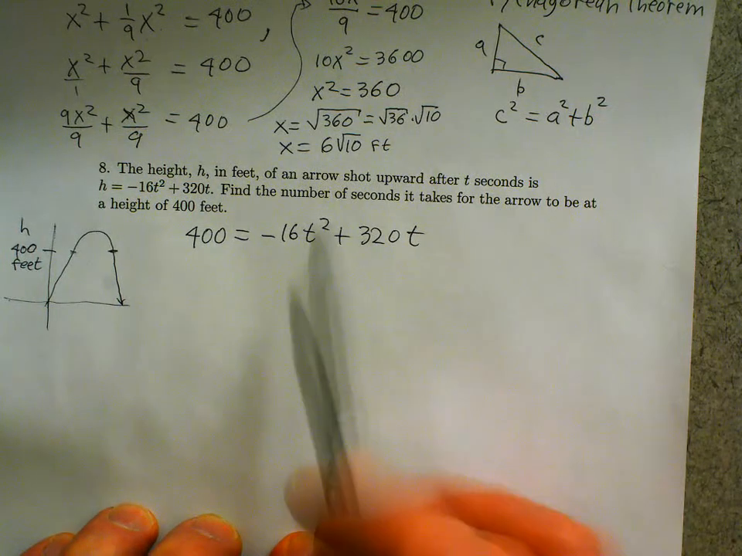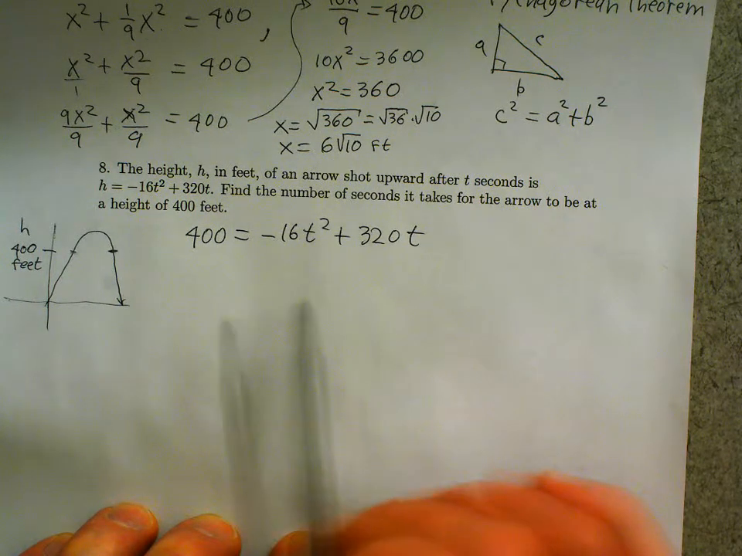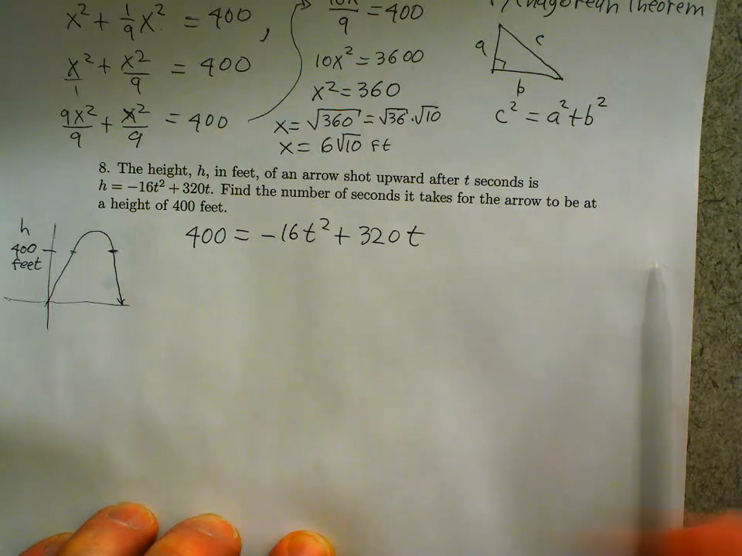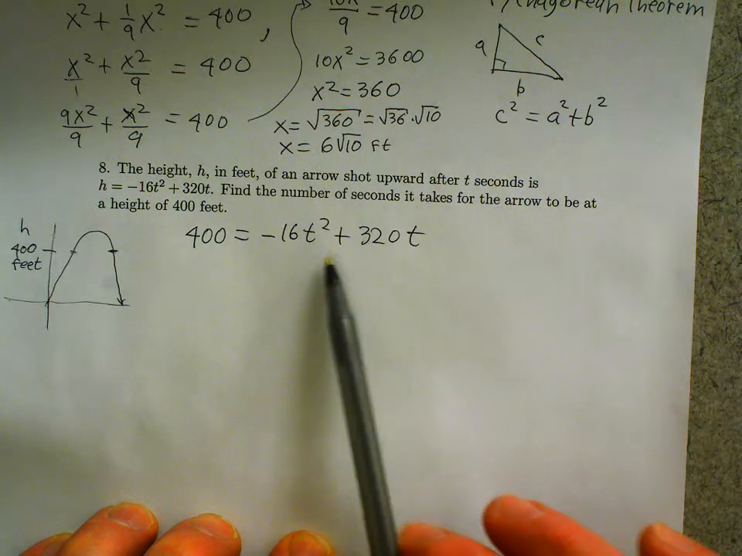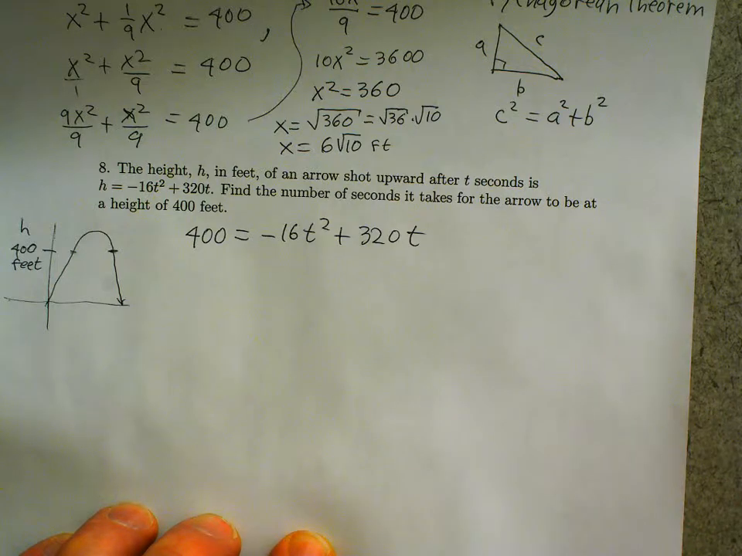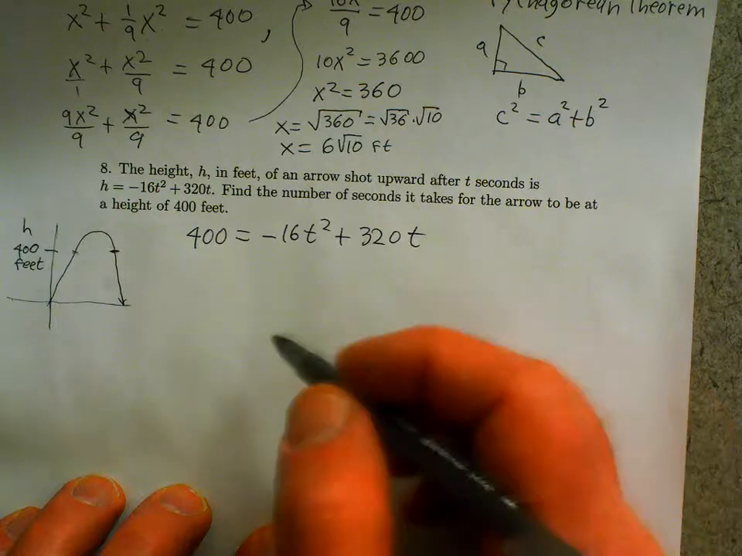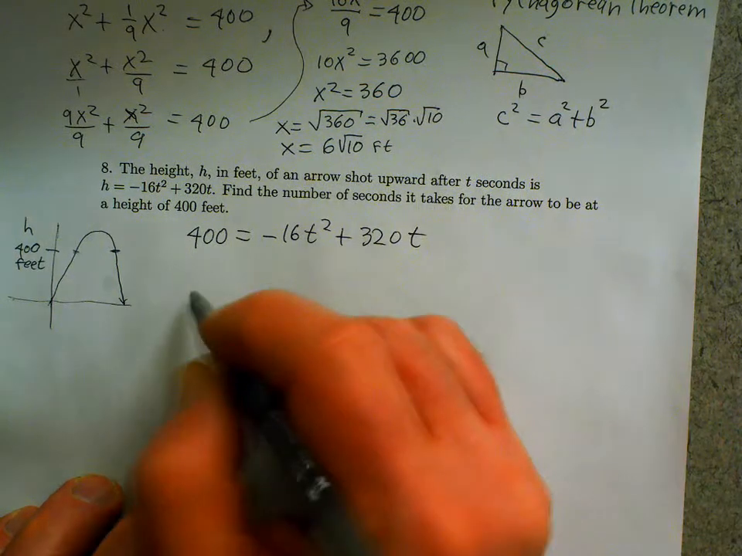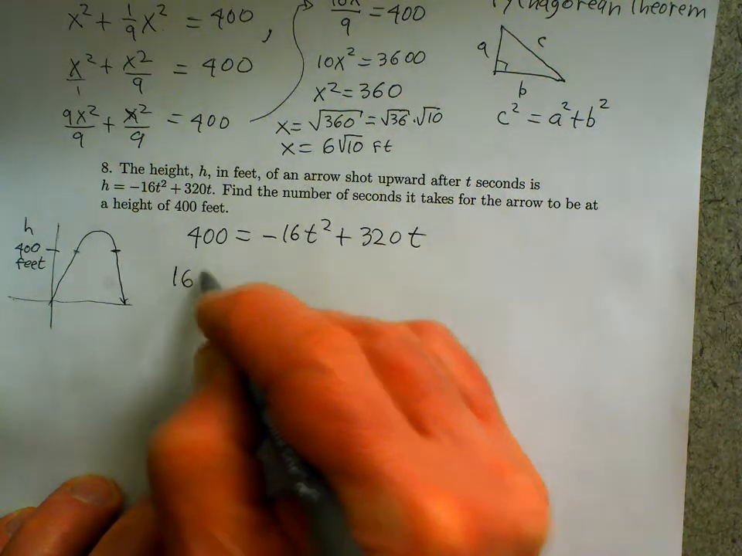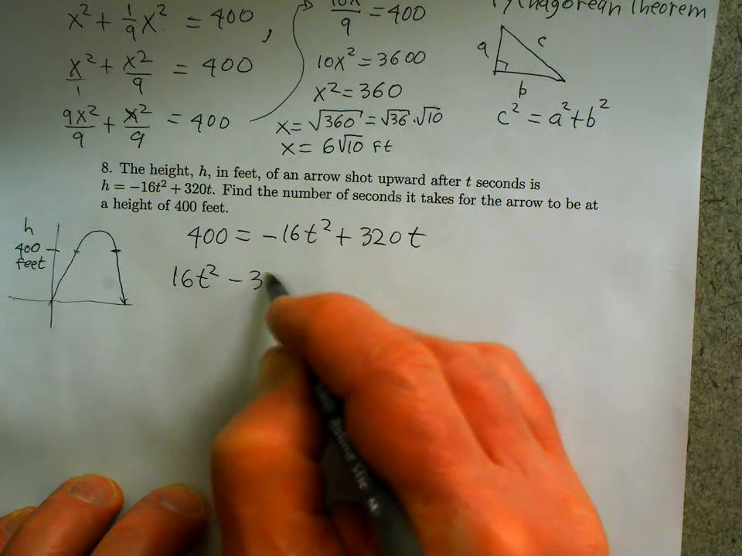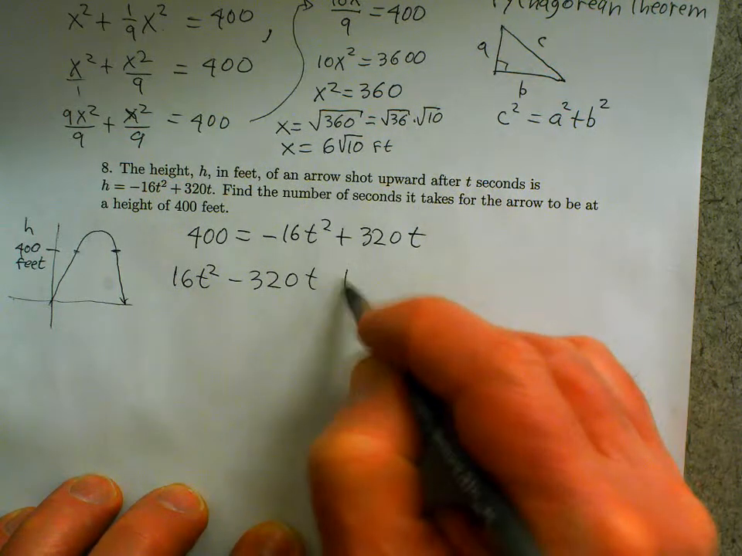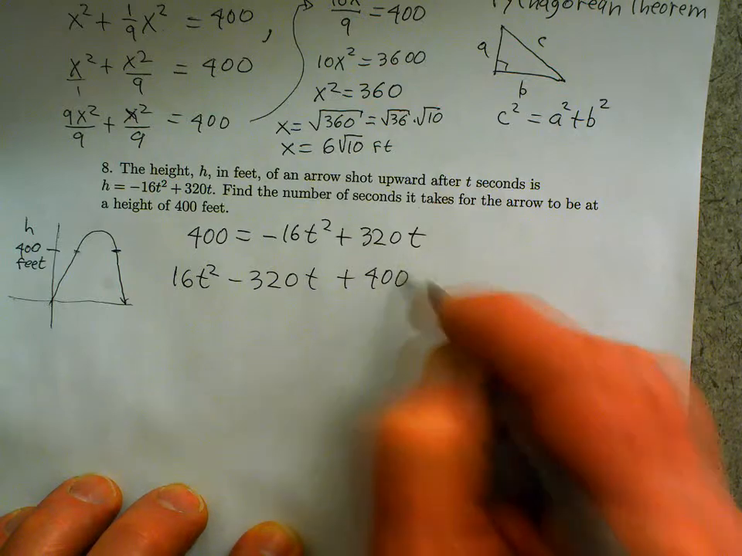So we have 2 ways to do that. We can subtract 400 from both sides, so we get 0 equals negative 16 t to the second plus 320 t. Or we can add 16t to the second and subtract 320t from both sides. So two ways to do it. I'm going to add 16t to the second to both sides and subtract 320t, and then plus 400 equals 0.